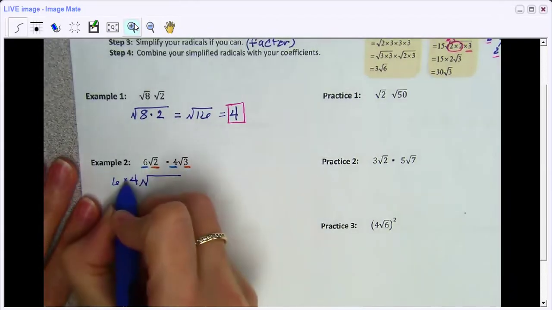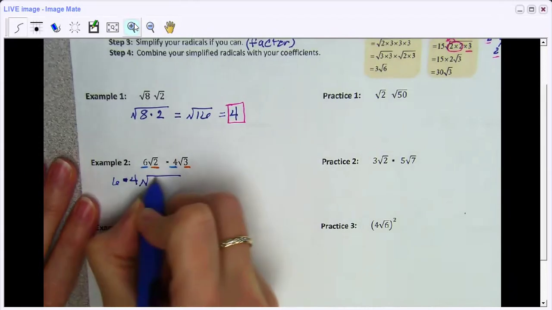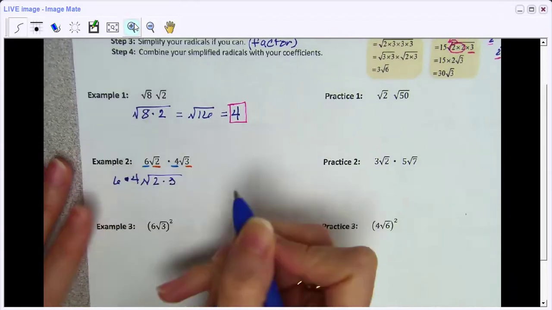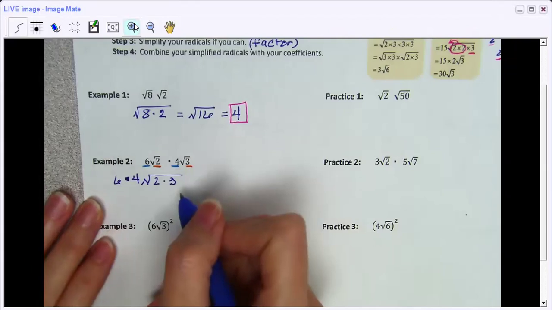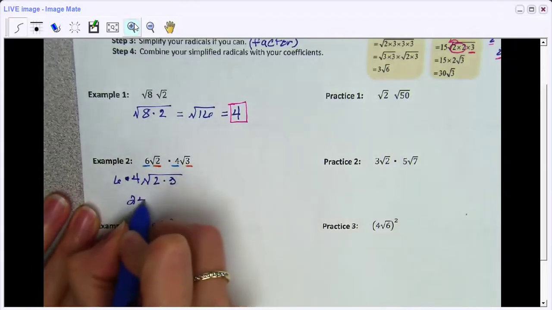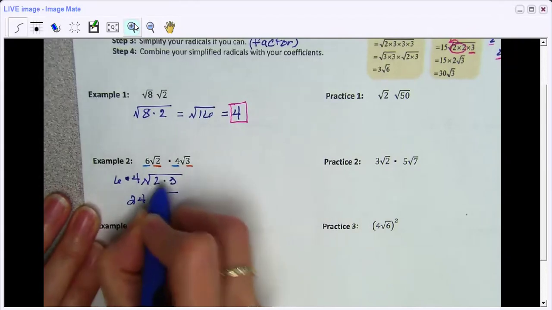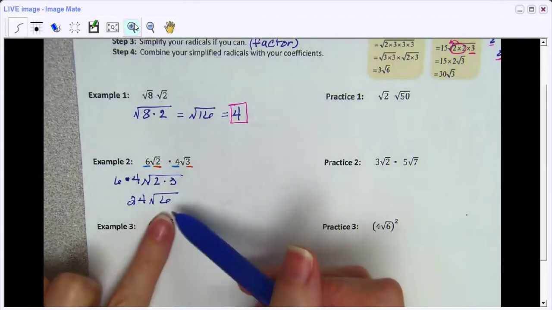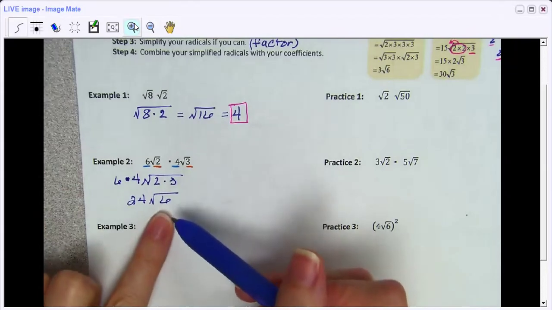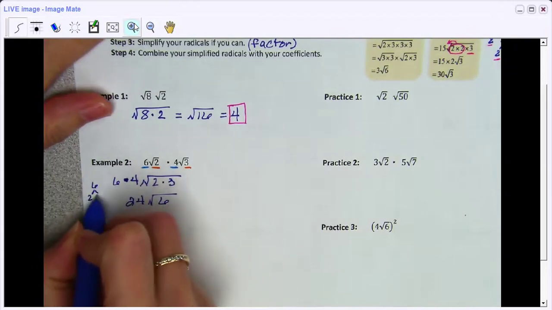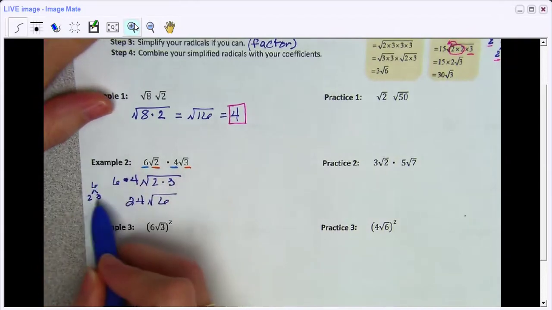I really don't like using the X. I like using the raised dot. So 2 times 3. Now we can simplify that a little bit. 6 times 4 is 24, and the square root of 2 times 3 is the square root of 6. Now you need to make sure that you cannot factor this number any further. The factors of 6 are 2 and 3, and there's nothing to pair with.